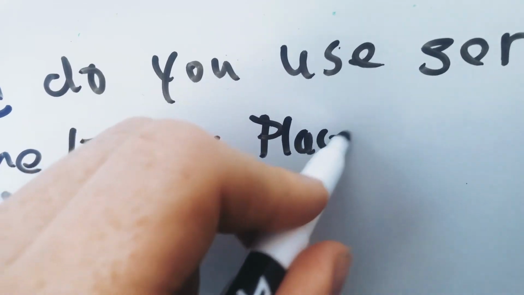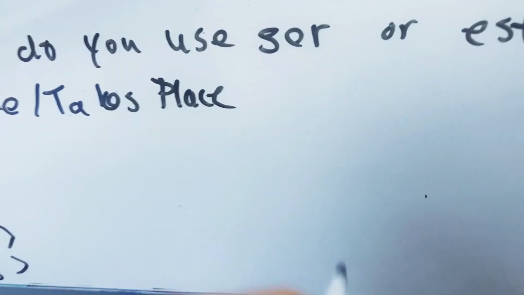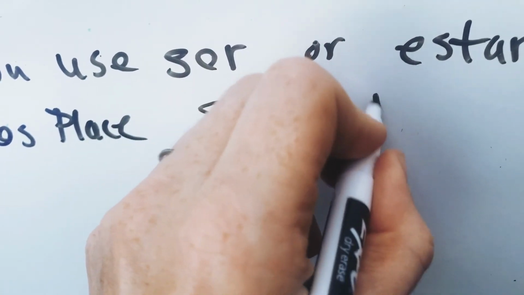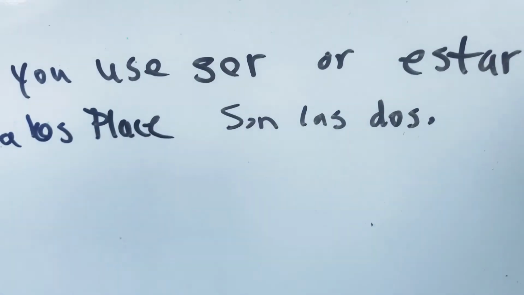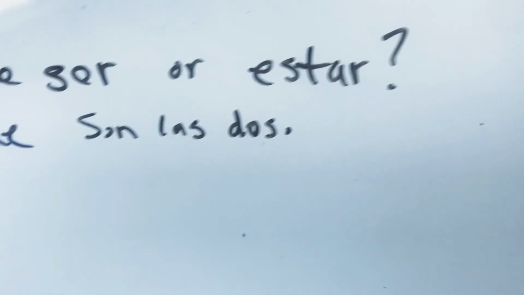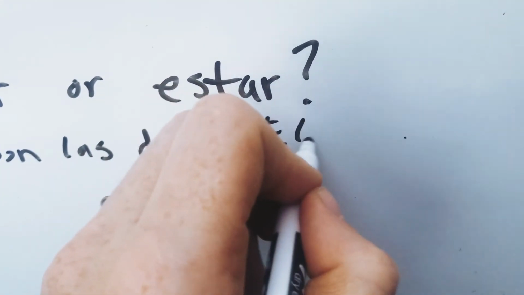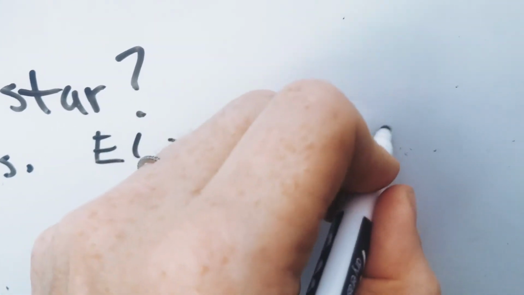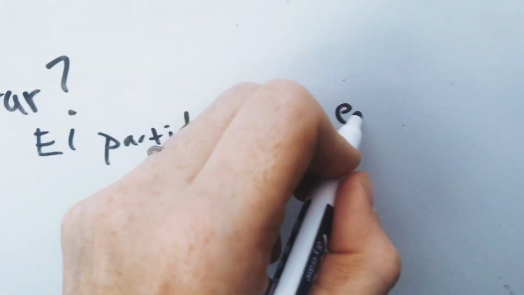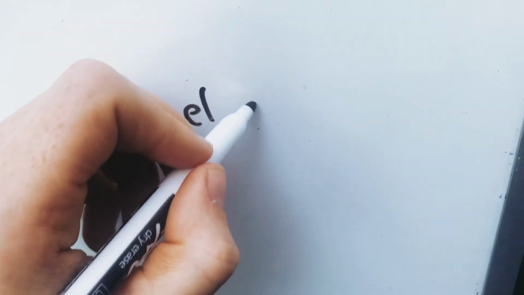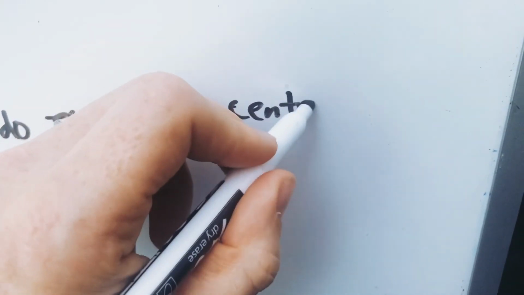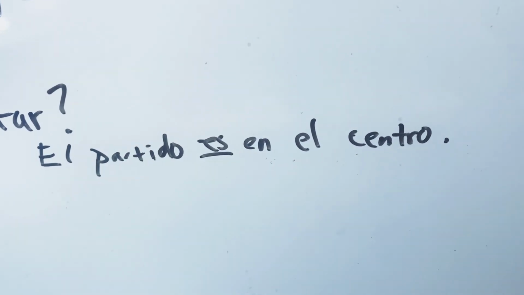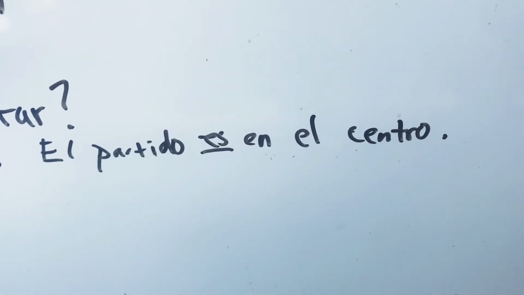An example of each. For time, son las dos. It's 2 o'clock. An example for takes place, el partido es en el centro. El partido es en el centro. The game is downtown. Takes place. The game takes place downtown.